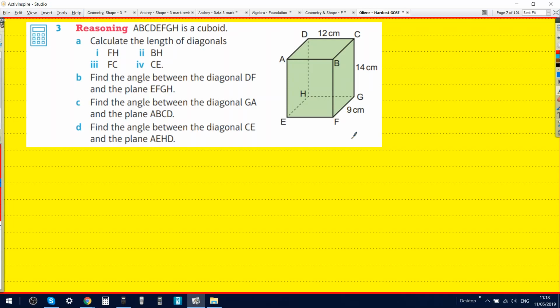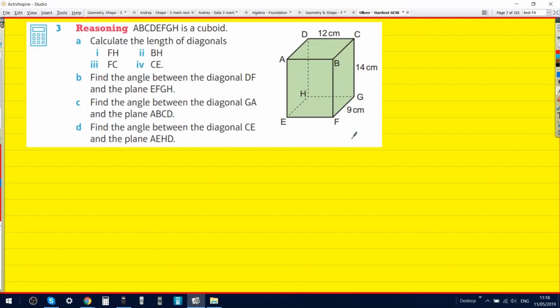Well, HG is equal to DC, so that'll be 12, and you can use Pythagoras to find FH. But we're doing A, right? Yeah. So what are the numbers for Pythagoras? It'll be 12 squared add 9 squared, which is 225. Square root is 15.